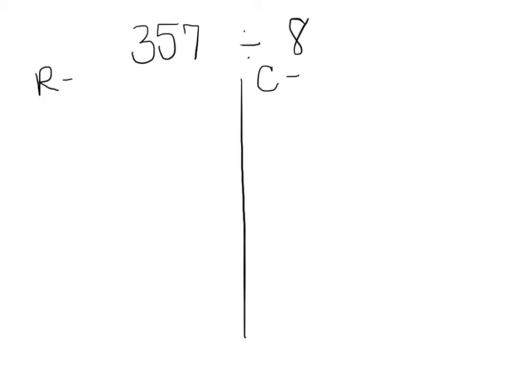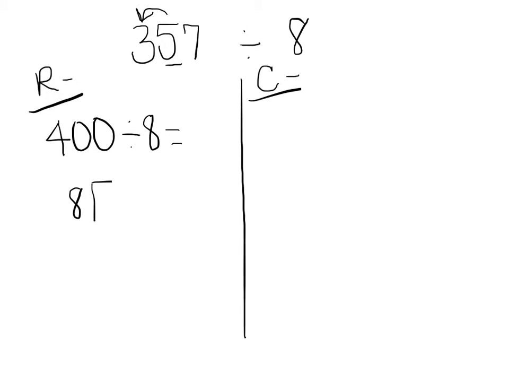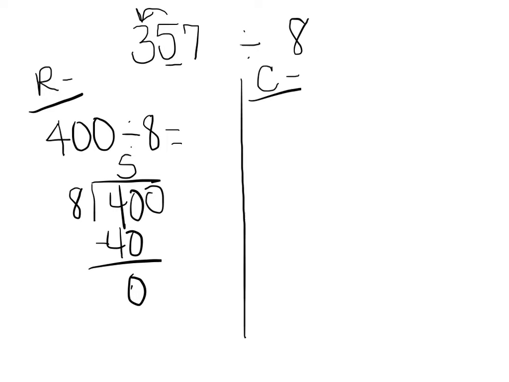Let's try 357 divided by 8 with both rounding and compatible numbers. I'm going to start with rounding, and the 5 is going to do the talking, so it's going to tell my 3, because it's 5 or more, to go up to 400. So I would have 400 divided by 8. If I write it underneath the house, 8 goes into 40 5 times. That is 40. I get 0. Then I'm going to bring down my other 0. 8 goes into 0 zero times. I have 50.